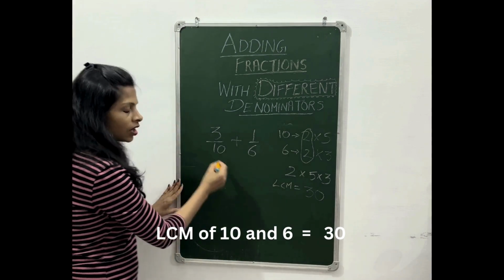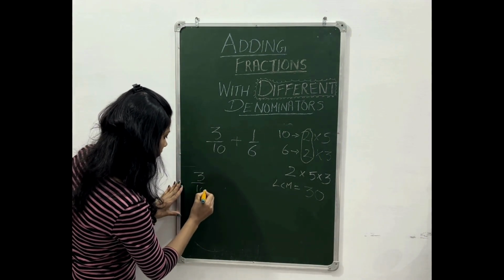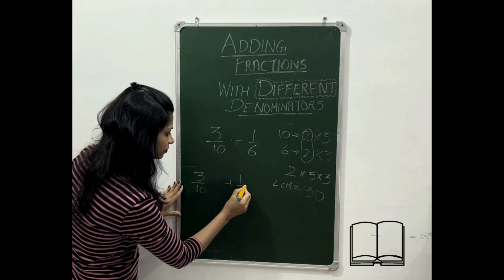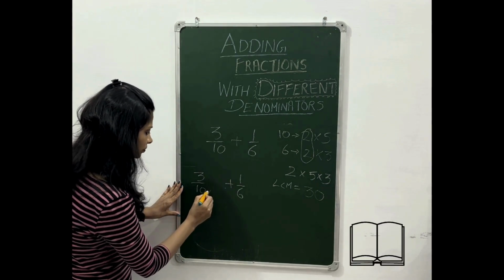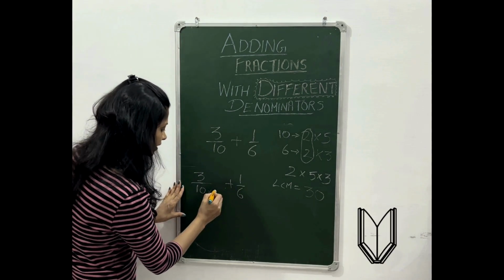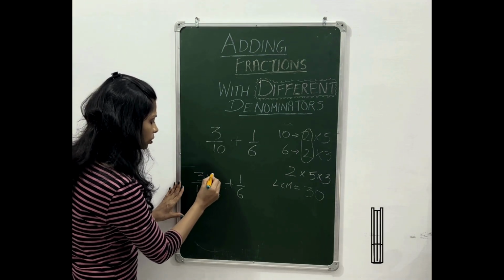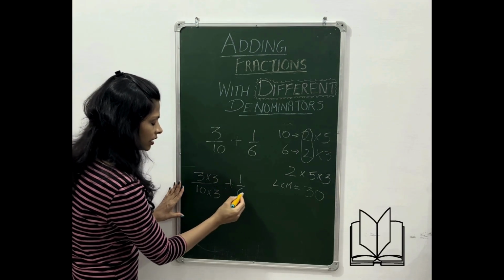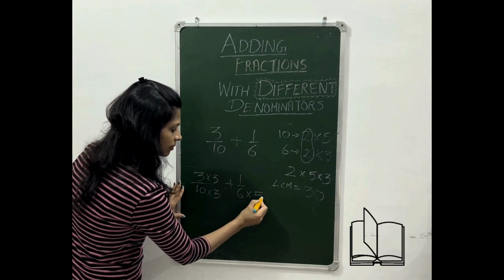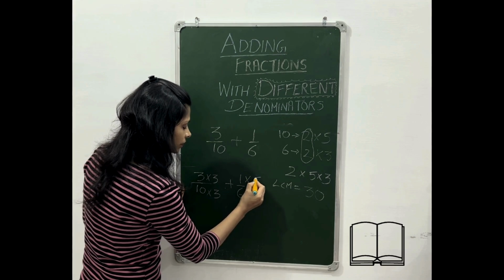Now, how do I add this? I will write the first fraction, keep a little space, and write the next fraction. Now, what do I multiply by 10 to get 30? Right, 3. So, I multiply 10 by 3 and also the numerator by 3. Similarly, what do I multiply by 6 to get 30? Right, I will multiply by 5 and I will also multiply the numerator by 5.